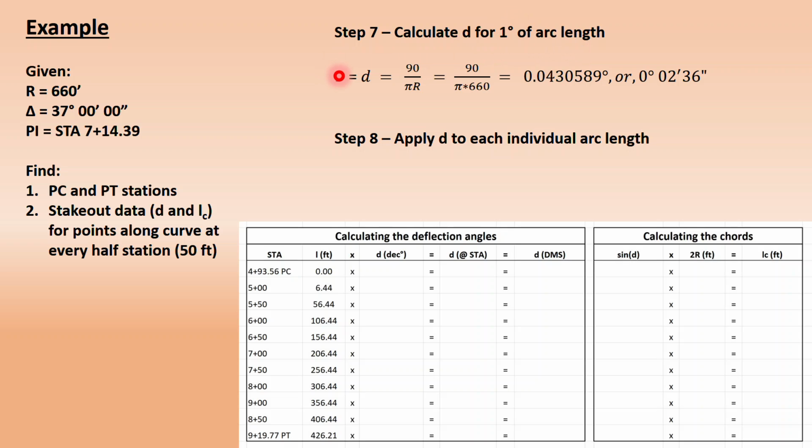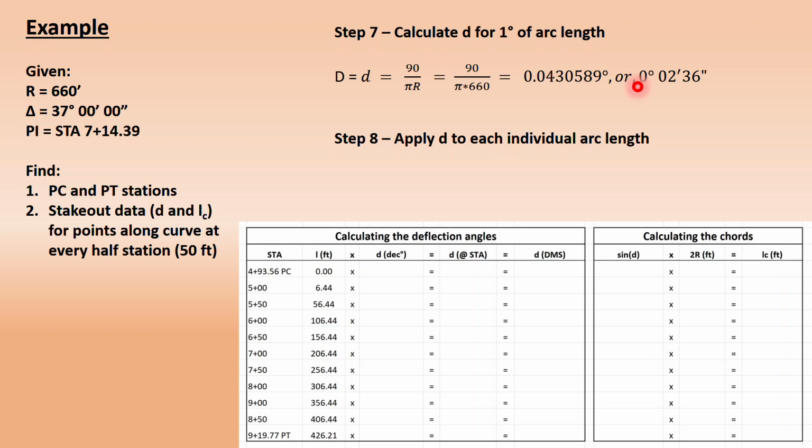And so little d, or any deflection angle, is equal to 90 over pi times radius, or 90 divided by pi times 660, or 0.043059 degrees. And this is in decimal degree form. If you wanted to convert that into degrees, minutes, and seconds, you know how to do that. That would be 0 degrees, 2 minutes, 36 seconds.